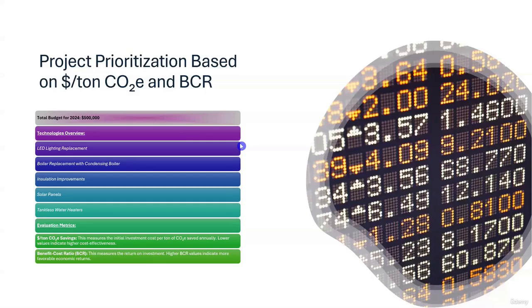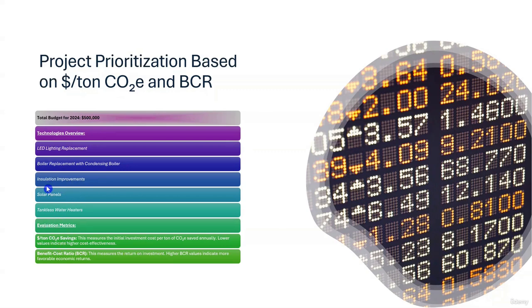So finally, a recap of what we did: project prioritization based on dollar per ton carbon dioxide emissions and benefit cost ratio. The total budget is $500,000 for year 2024. The technologies overview: LED lighting replacement, boiler replacement with condensing boiler, insulation improvement, solar panels, tankless water heaters.